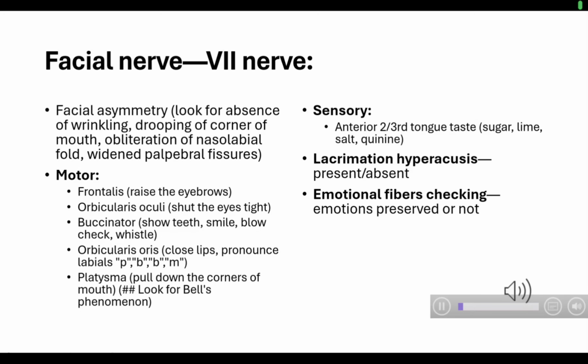Cranial nerve 7 is the facial nerve. We inspect for asymmetry, then test the muscles of facial expression by raising eyebrows, shutting eyes tight, smiling and whistling. We look for Bell's phenomenon, check taste on the anterior 2/3 of the tongue, and note lacrimation and hyperacusis. This lets you distinguish between upper and lower motor neuron facial lesions cleanly.